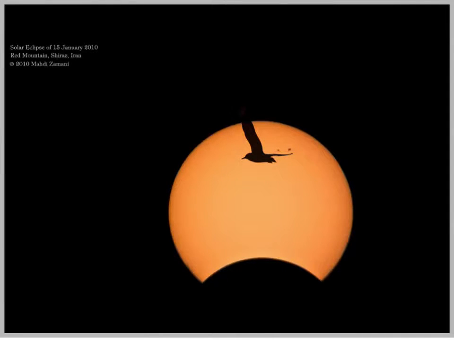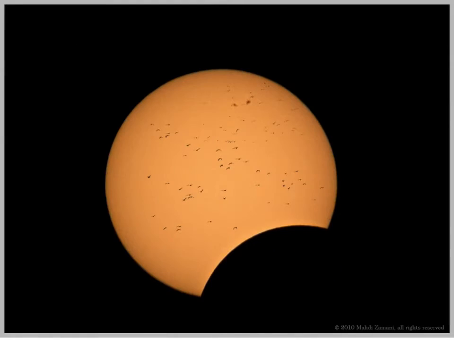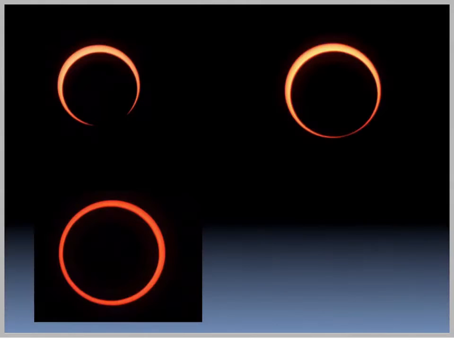There are lots of great pictures of eclipses online. These pictures were taken in Iran, and this is the 2010 eclipse. You've got this picture of the bird. There's another picture taken by the same photographer as a flock of birds came between us and the sun during this eclipse. These are pictures of the annular eclipse. Remember, annular means that not all of the sun is blocked.